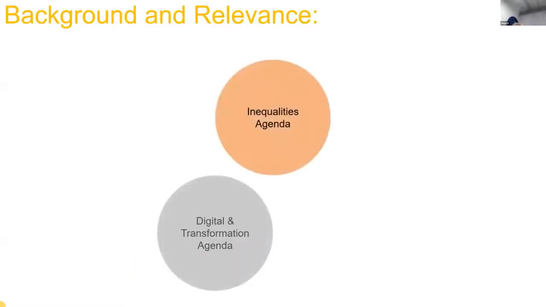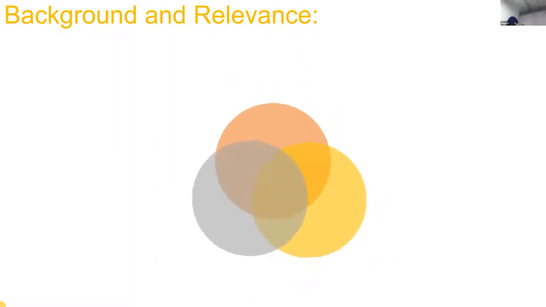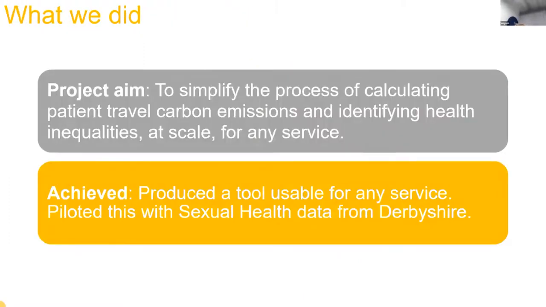So the background to this project was to bring together three important priority areas for the NHS at the moment. Firstly, the inequalities agenda, where the NHS Constitution and NHS long-term plan include a mandate for the NHS to reduce inequalities. Secondly, the NHS net zero agenda, where the NHS has an ambition to reach net zero by 2040. And thirdly, the digital and transformation agenda. And we wanted to bring all of these three together and make a decision support tool to help service planners consider these issues.